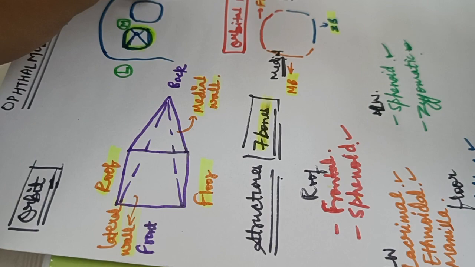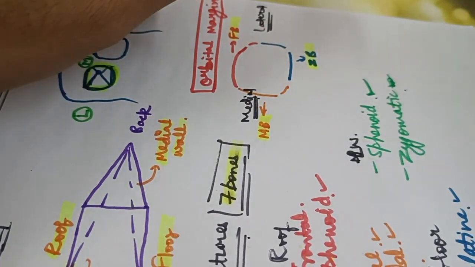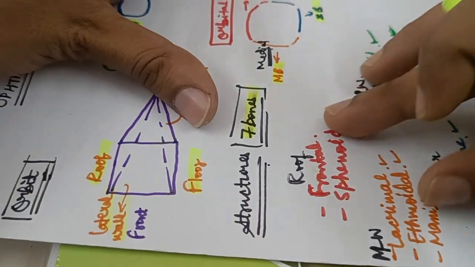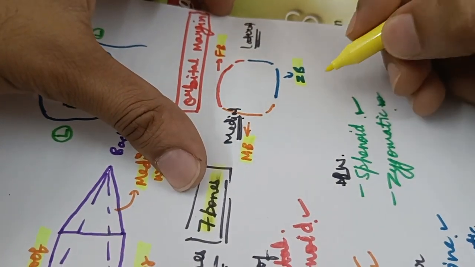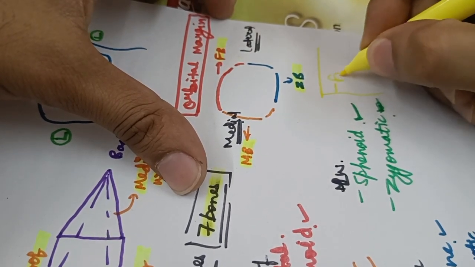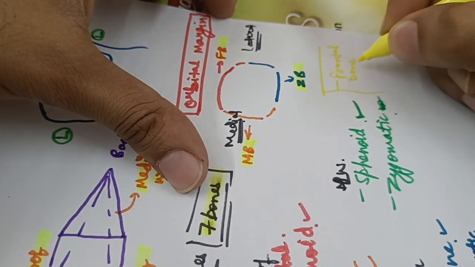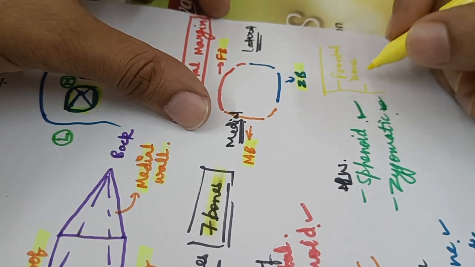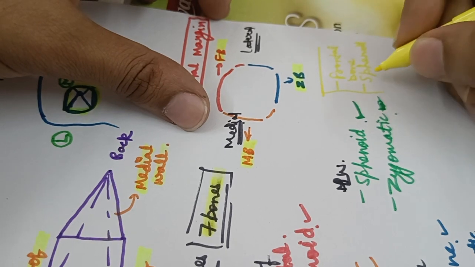Should I write it separately? Okay, I will do it for you. What are the names of the seven bones which participate in the formation of the whole of the orbit? You will speak along with me. These are the frontal bone, and the sphenoid bone.